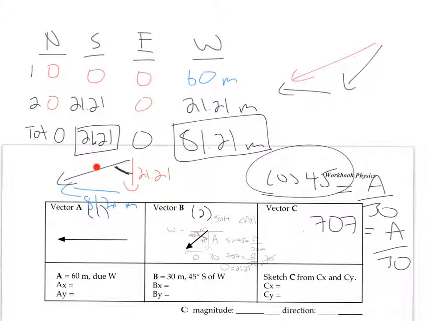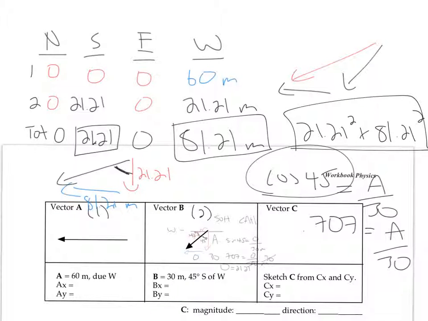So first of all, how do I find the hypotenuse? Well, I've got two sides of a right triangle, right? Here's the right angle. So this is a right triangle. So I'm going to use the Pythagorean theorem. I'm going to take this squared, 21.21 squared plus 81.21 squared. I'm going to do that in the calculator.